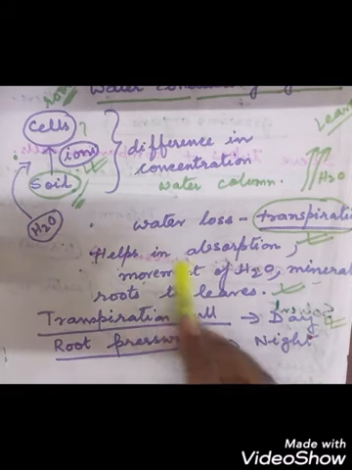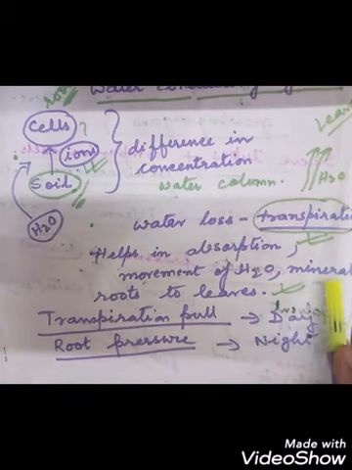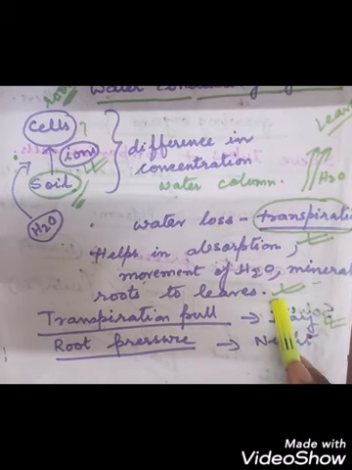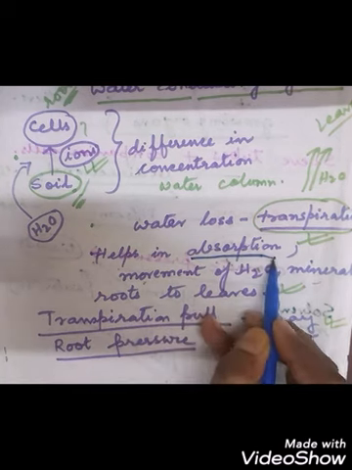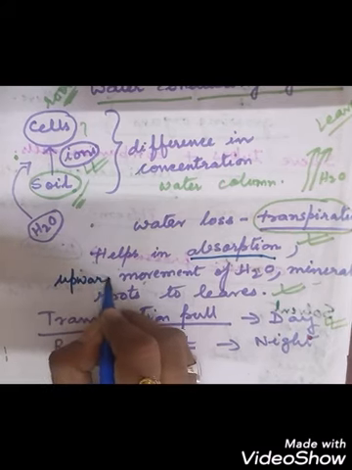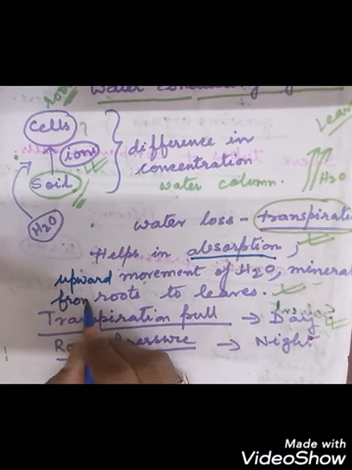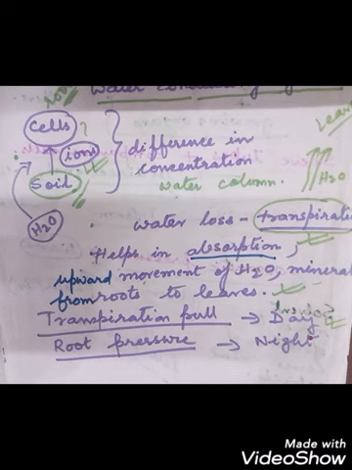So transpiration also helps in absorption and the upward movement of the water and minerals from the roots to the leaves. So this is very important, that transpiration helps in absorption and the upward movement of water and minerals from the roots to the leaves. So if transpiration is faster, the rate of absorption of water from the roots will also be faster. So this creates a pull that is called as transpiration pull.